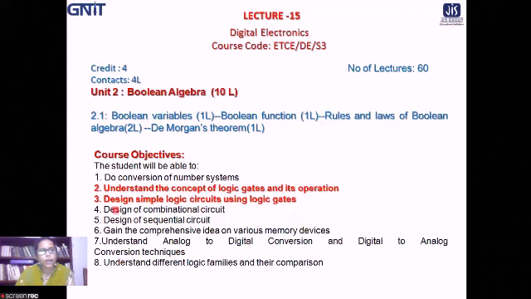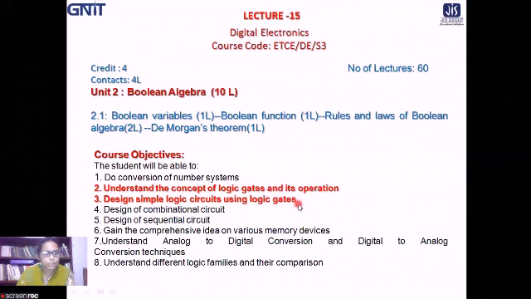Now, in this sub-module 2.1, these 2 course objectives will be fulfilled. That is, when the students study this lecture, or lecture number 14 or lecture number 13, these 2 course objectives will be fulfilled. That is, 2 is understand the concept of the logic gates and its operation, and third one is design simple logic circuits using logic gates.